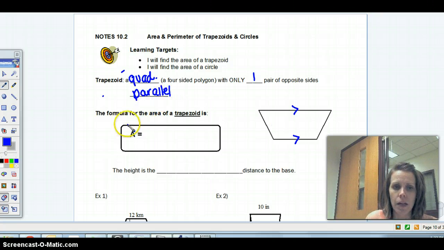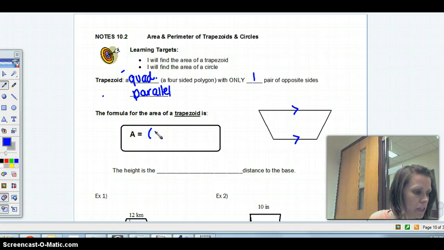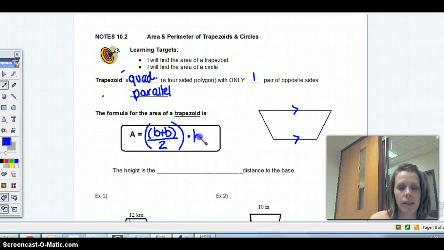So the formula to find the area of this trapezoid is going to be a little bit longer than the ones yesterday. So the first thing you're going to do is you're going to take the bases. There's going to be two bases of a trapezoid. You're going to add those bases together. You're going to divide it by 2, and all of that you're going to do first. And then you're going to multiply the height.